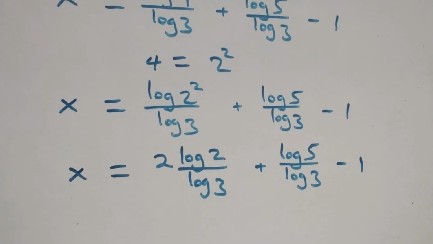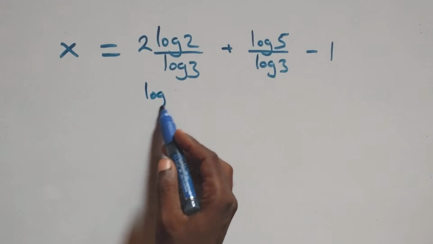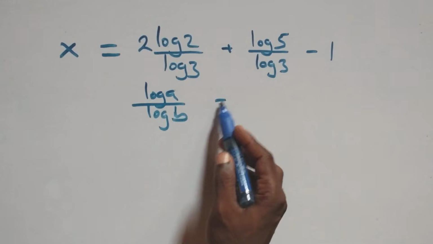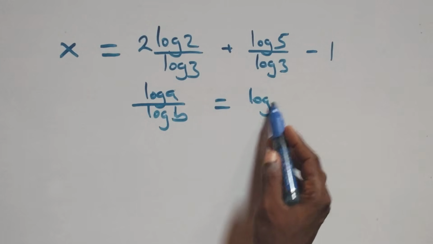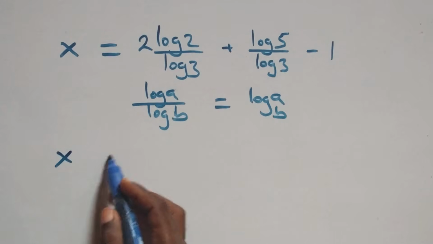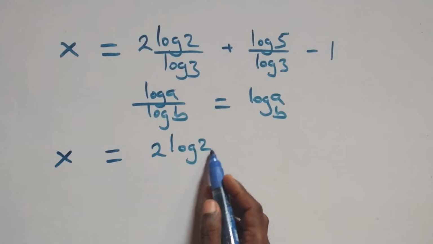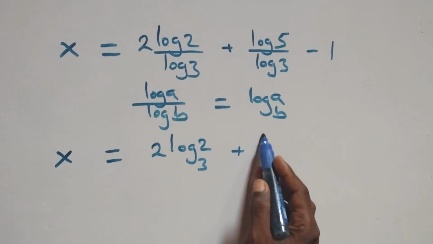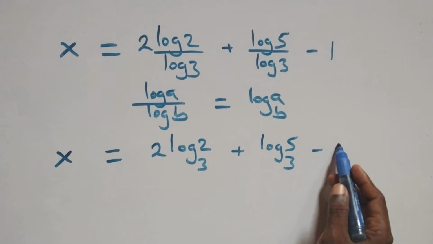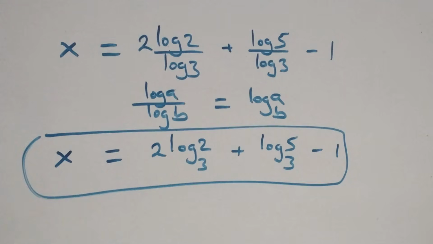Then here we apply the change of base. When we have log a over log b, this is the same thing as log a to base b. Thus we have x equals 2 log 2 base 3 plus log 5 base 3 minus 1. This is the value of x in this problem.